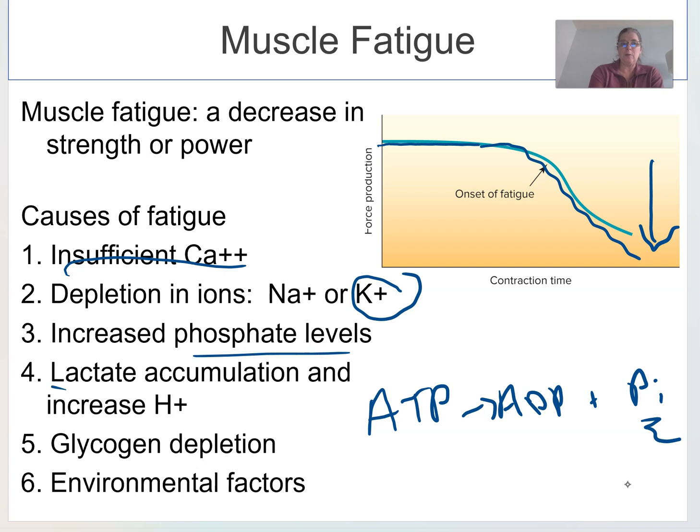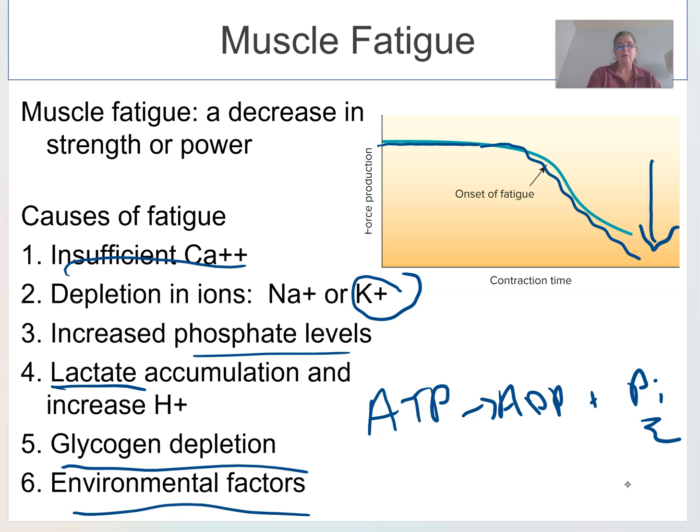When you're working anaerobically, you start to make more lactate. That makes your muscles burn, changes the acidity, and that burning might make you stop the activity. Glycogen, you can run out of glycogen, right? Remember, glycogen is the storage form of glucose. So if you run out of nutrients, you can't make energy.